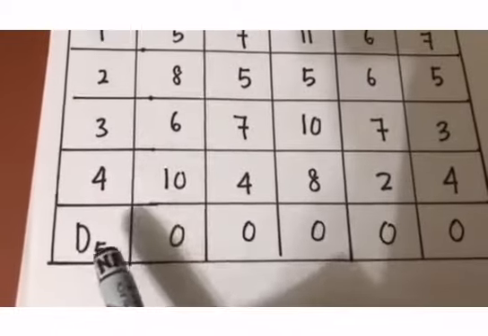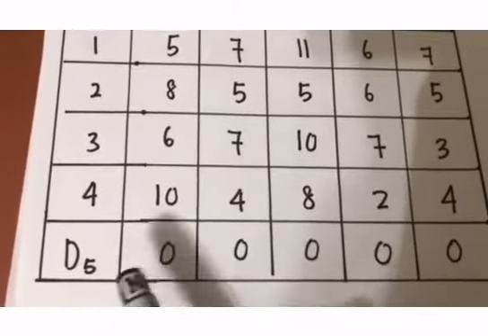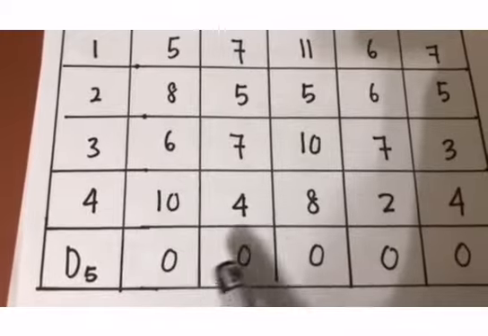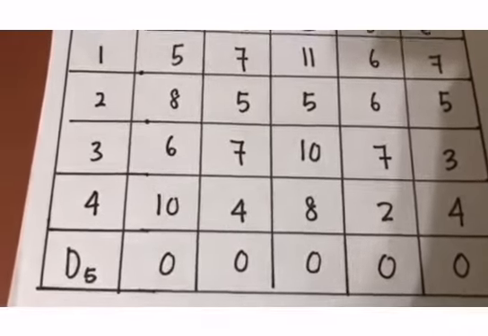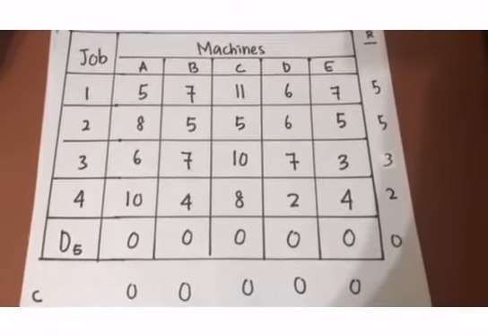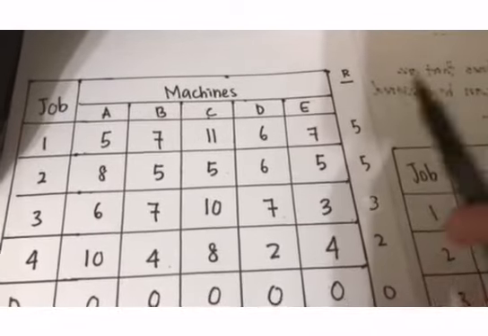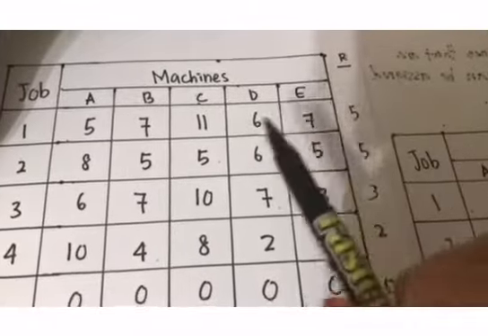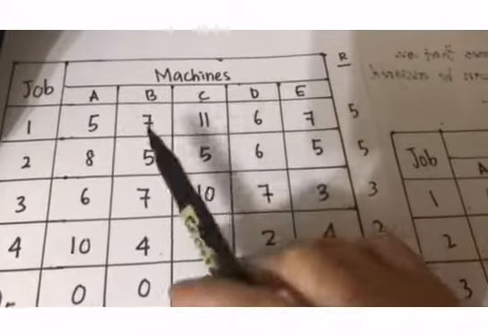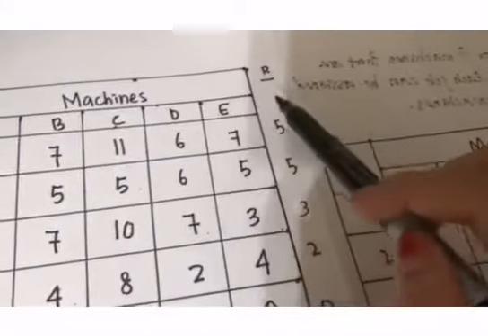Next step, we need to add a dummy row D5 because it is an unbalanced assignment. So we put the dummy row with 0, 0, 0, 0, 0, and then we subtract the minimum number. Now I will subtract the minimum of the row. 5 minus 5 I get 0, 7 minus 5 I get 2, 11 minus 5 I get 6, 6 minus 5 I get 1, 7 minus 5 I get 2.